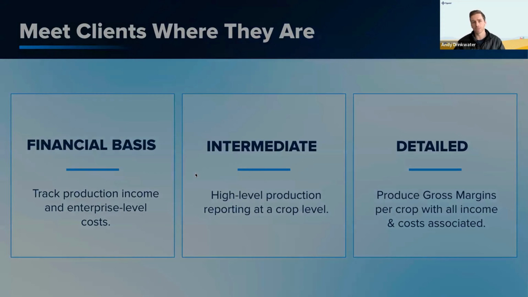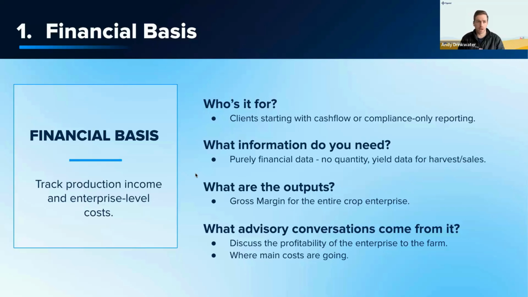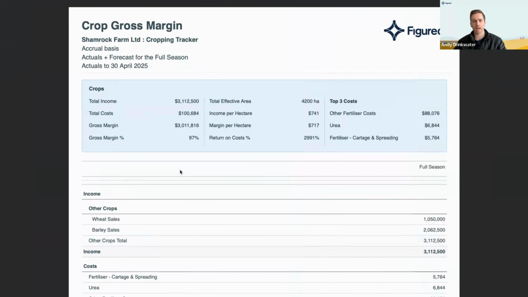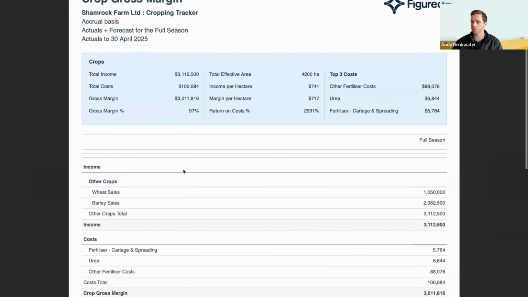So first up, we have the financial basis only. At this level, you're tracking the total income and expenses associated with the cropping enterprise as a whole. So you're not actually breaking it down into individual crops. There's no need to enter or have access to yield data, hectares per crop, or quantities produced for each individual crop. This is basically enough to calculate an overall gross margin for the entire cropping enterprise. So really a great starting point, and this will pull through into your other reports as well.